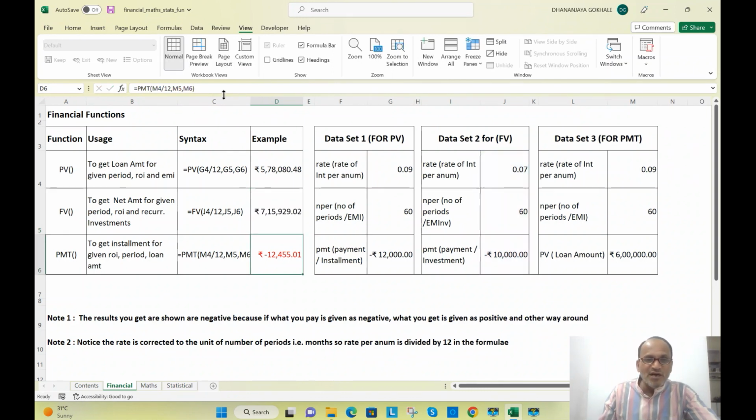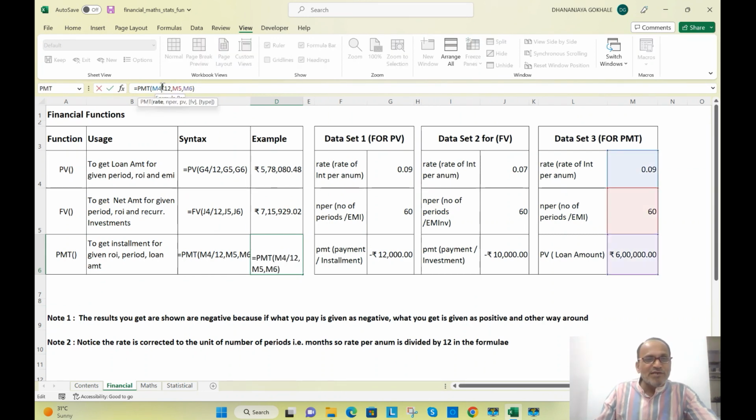So let's enter here and you can see, if you keep giving 10,000 rupees for 60 months, you are going to get 7,15,929. Okay, this formula is for payment, which is going to work out the EMI for you.